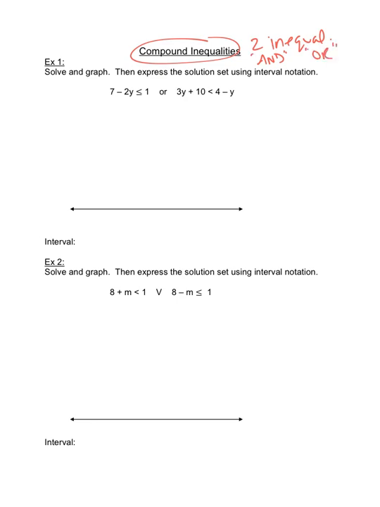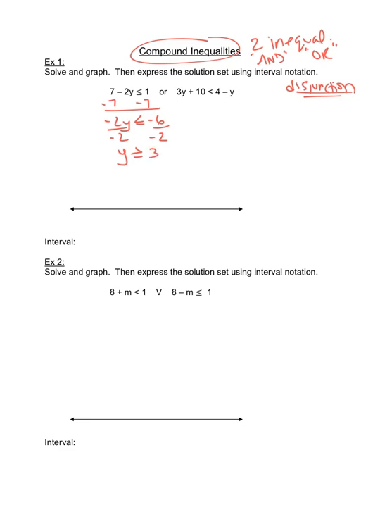So in example 1, it's called a disjunction when it's joined by the word or. You don't need to know that term, but we're going to solve them separately. So in the first one, I'm going to subtract 7. I have negative 2y is less than or equal to negative 6. And I divide by negative 2. I have y is greater than or equal to 3.